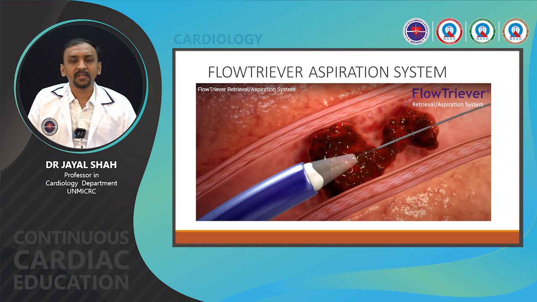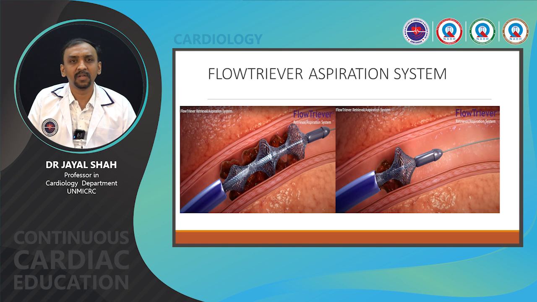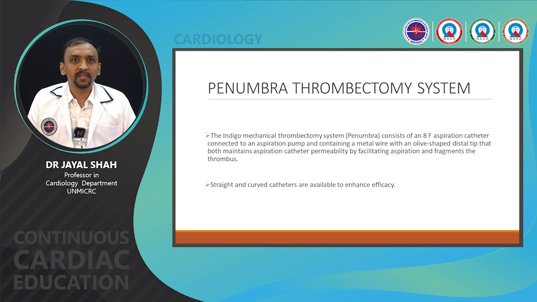So this is just a pictographic description of how the FlowTriever aspiration works, and it basically works by a retrieval and aspiration system, and ultimately the nitinol discs are deployed, which leads to the complete removal of thrombus from the lumen. Another newer one is the Indigo, that is a Penumbra mechanical thrombectomy device for pulmonary vessels.